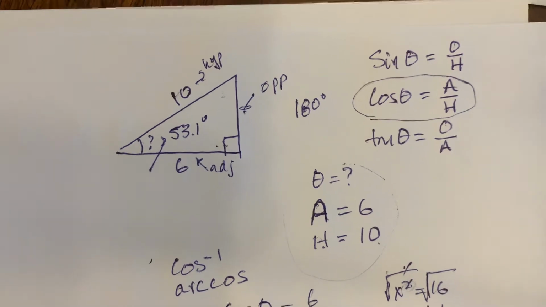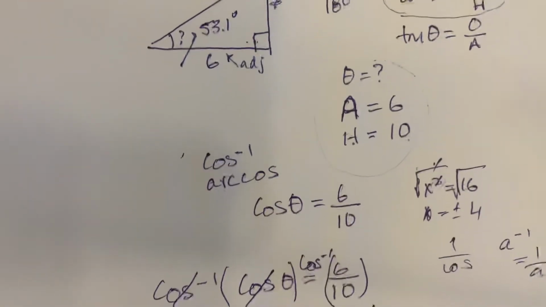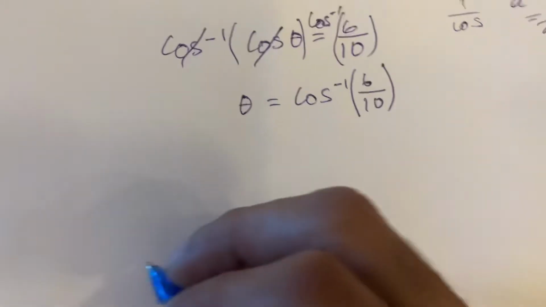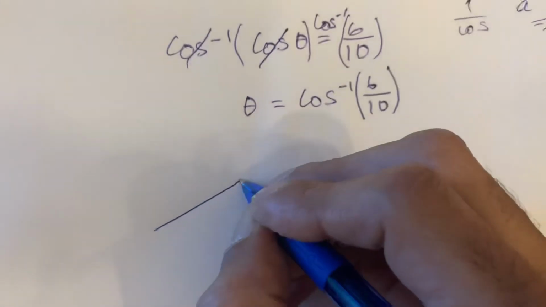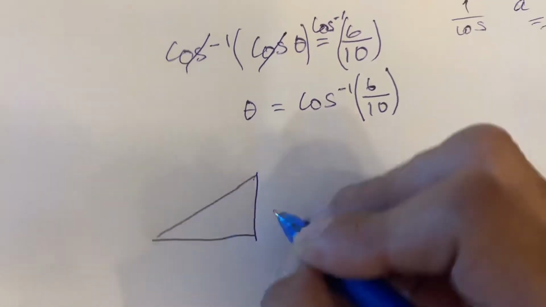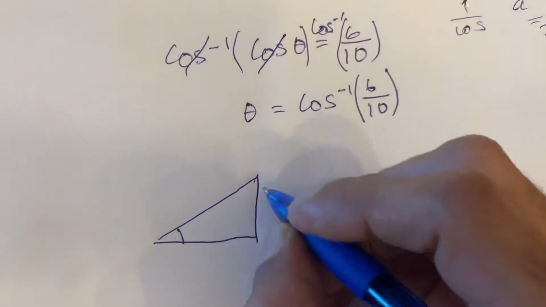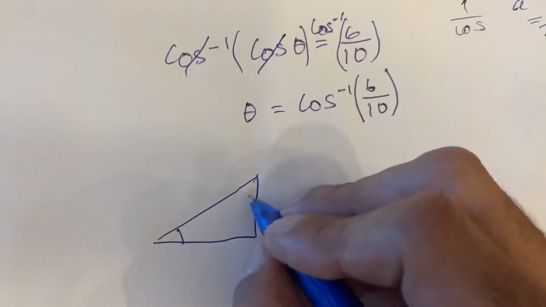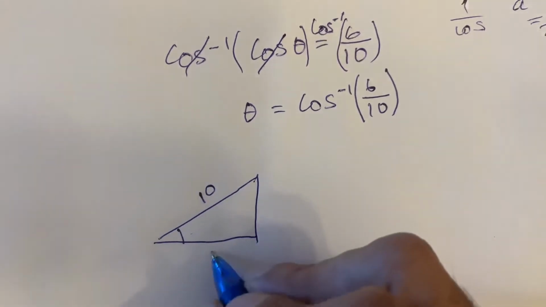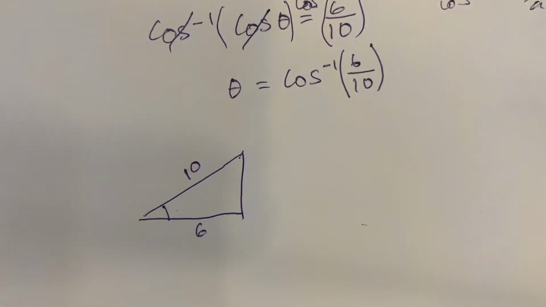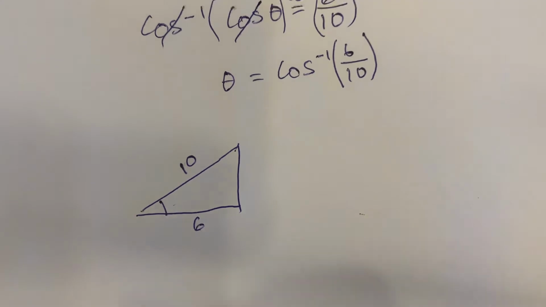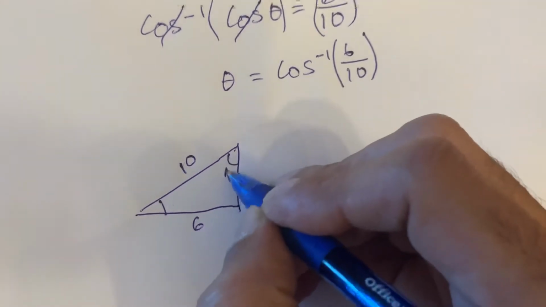Alright, so we continue with this video. I'm going to redraw that triangle right down over here. And so we know that this is 53.1 degrees, but we're going to pretend we don't know it yet. And so we know that this is 10, those are the original givens, and that's a 6. Okay, and so now my thing is to find this angle there.